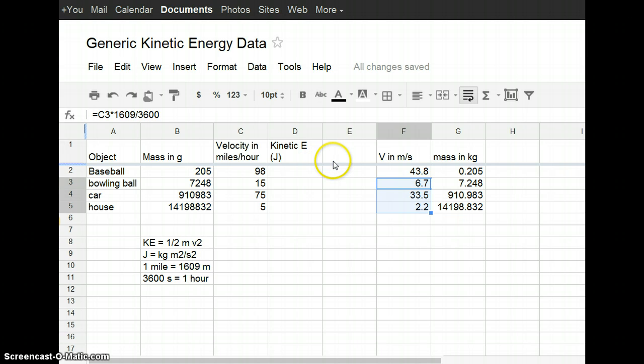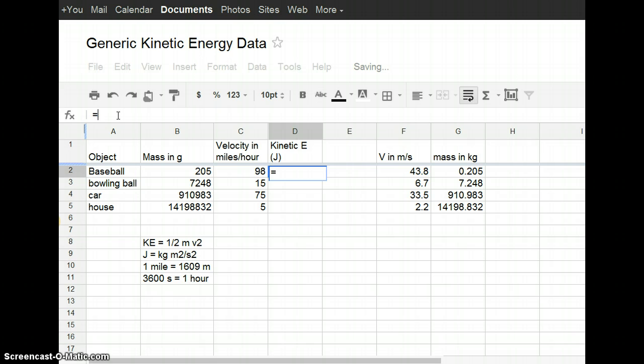Now, I can get to kinetic energy, I believe, because I have the velocity in meters per second and the mass in kilograms. And now I go to kinetic energy, and I know to get kinetic energy, in that cell, my formula is 1/2 mv squared. So I'm going to put 0.5, that's the 1/2. I'm going to multiply it by mass in kilograms, which is this number. So I click on that cell, and then I have to multiply it by the square of the velocity.